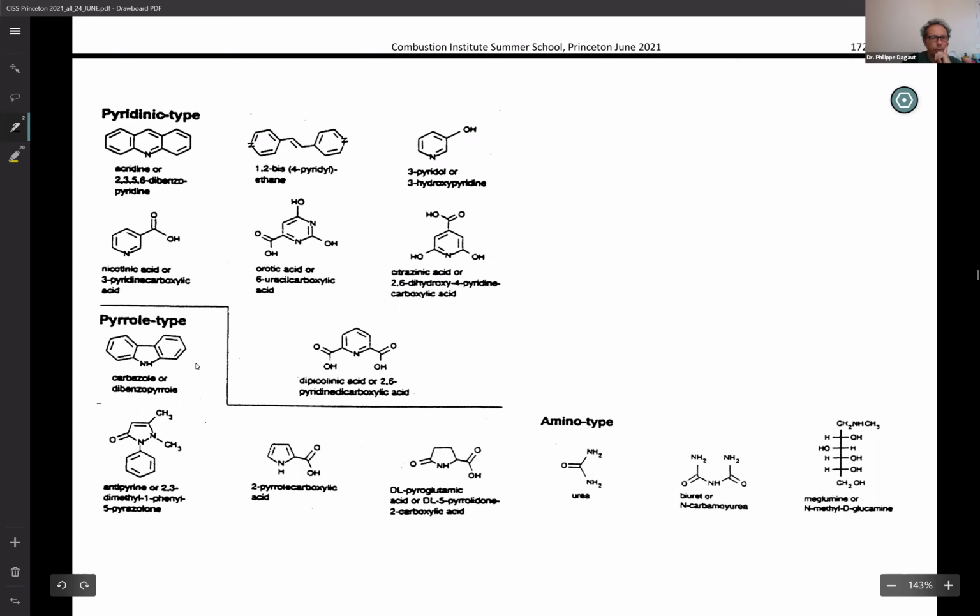We can find also nitrogen in these saturated or partially saturated structures, such as this one, carbazole structure, and all these other structures. And finally, amines, sorry, amides like urea or all these other structures.